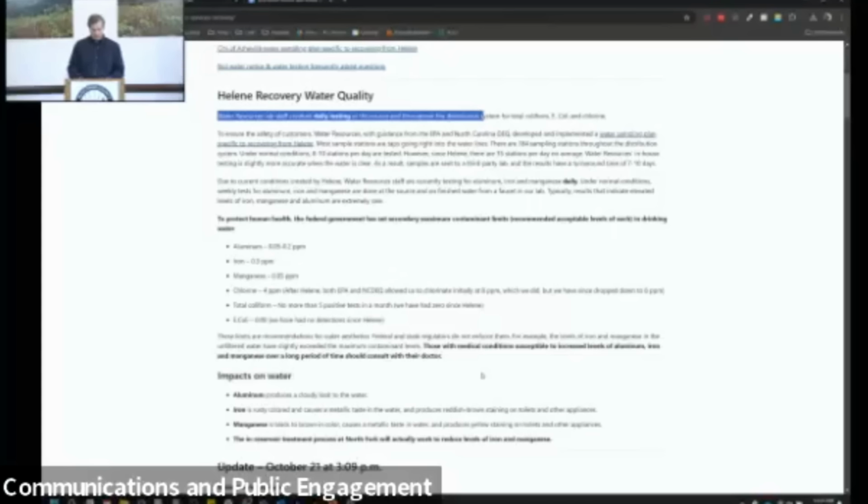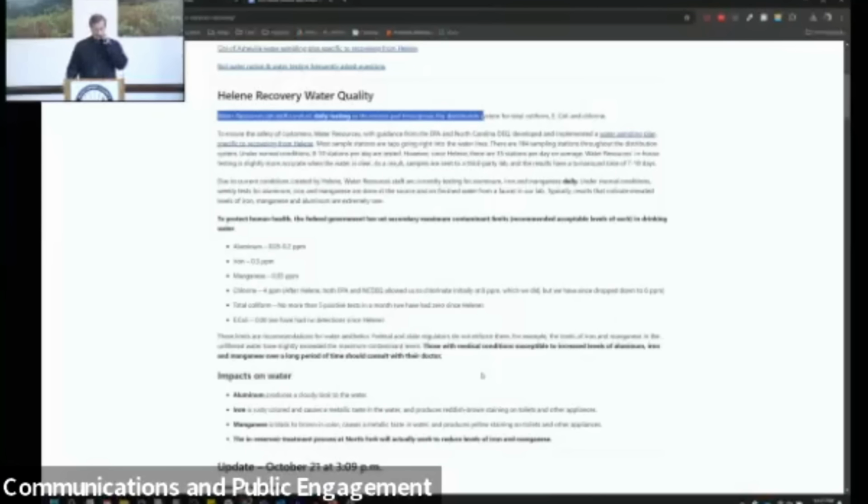Now, the impacts on water of things like aluminum, iron, and manganese. Aluminum produces a cloudy look to the water. I know everyone has noticed that. Iron is rusty colored and causes a metallic taste in the water and produces reddish brown staining on toilets and other appliances. Manganese is black to brown in color, causes a metallic taste in the water, and produces yellow staining on toilets and other appliances.